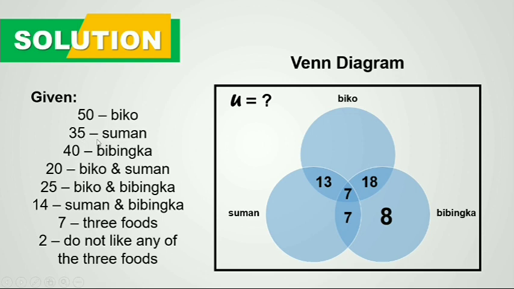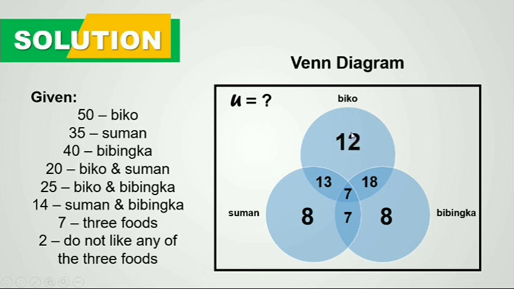And then 35 of them like suman. So 13 plus 7 is 20, plus 7, that's 27. 35 minus 27, that's 8. So 8 ang lalagay natin dito. And then for 𝗏𝘂, 50 of them like 𝗏𝘂. So 13 plus 7, that's 20, plus 18, that's 38. So 50 minus 38, that's 12. So therefore 12 ang ilalagay natin dito.